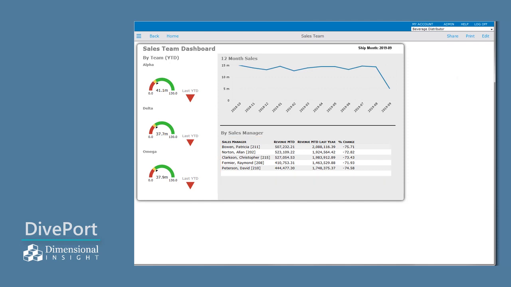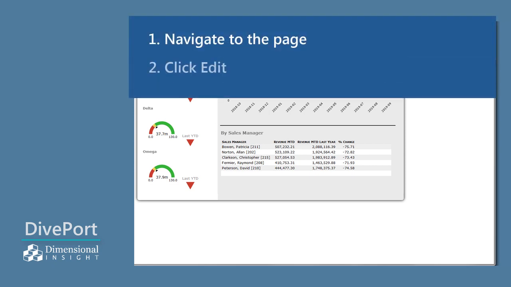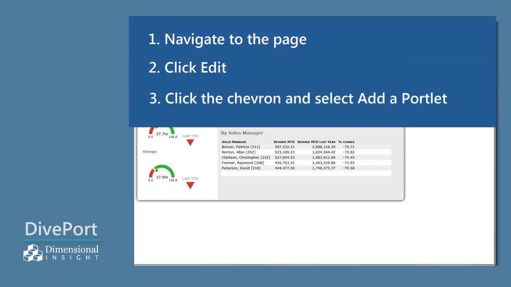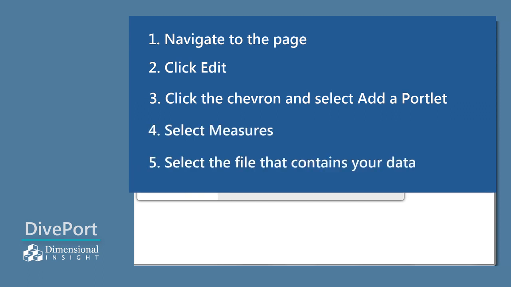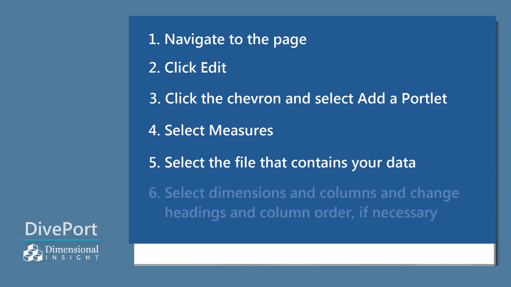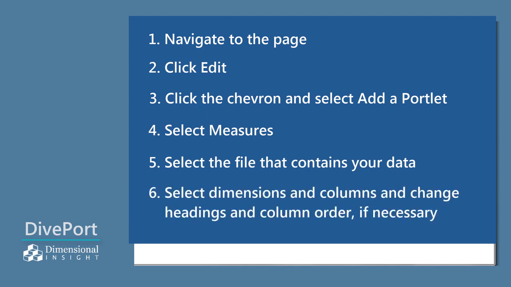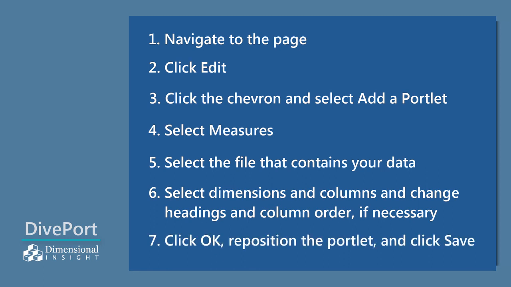So that's how you add a Measures portlet to a page. You navigate to the page, click Edit, click the chevron and select Add a Portlet, select Measures, select the file that contains the data you want to display, select the dimension and columns you want to display, and make any changes necessary to the column headings and column order. Then click OK, reposition the portlet, and save your changes.